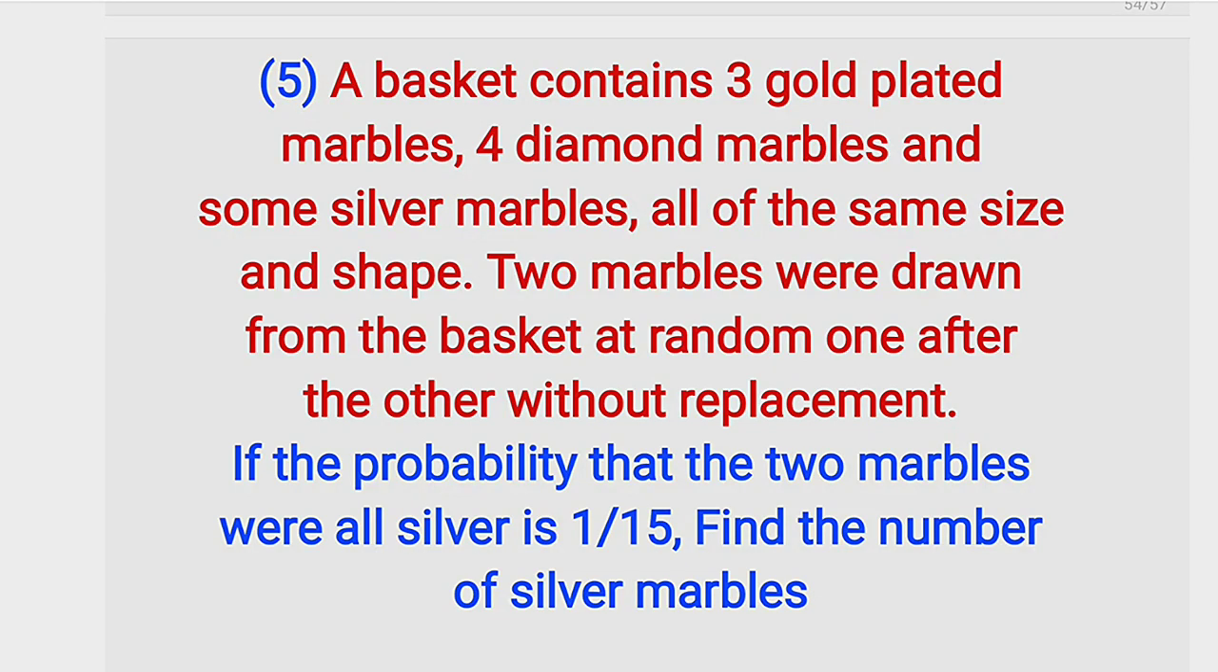Hello, good day viewers. Here is question number 5 of WAEC 2024 Mathematics Examination, the theory part, which is related to probability. The question reads: a basket contains 3 gold-plated marbles, 4 diamond marbles, and some silver marbles, unknown, all of the same size and shape. 2 marbles were drawn from the basket at random, one after the other, without replacement. If the probability that the 2 marbles were all silver is 1 divided by 15, we're asked to find the number of silver marbles. Alright, let's get started.